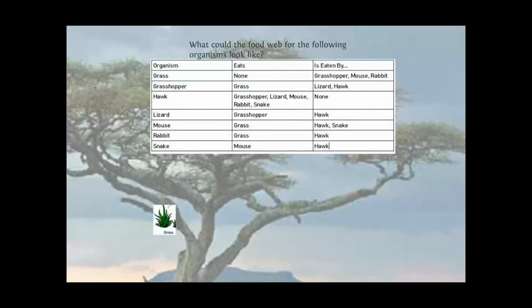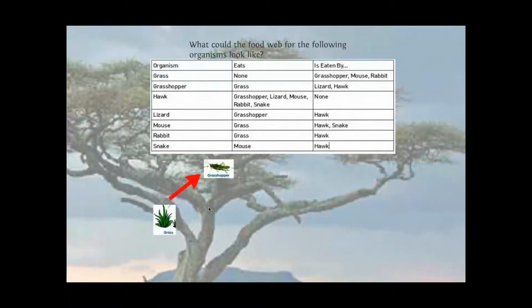So what I'm going to do is I'm going to add a grasshopper, and then I'm going to draw the arrow going into it. Because remember, the grasshopper is eating the grass. It's a little bit backwards here. If you look, it's the grass is eaten by a grasshopper, which means the grasshopper is eating the grass. So I'm going to draw the arrow going into the grasshopper, and then I'm going to move on my list.